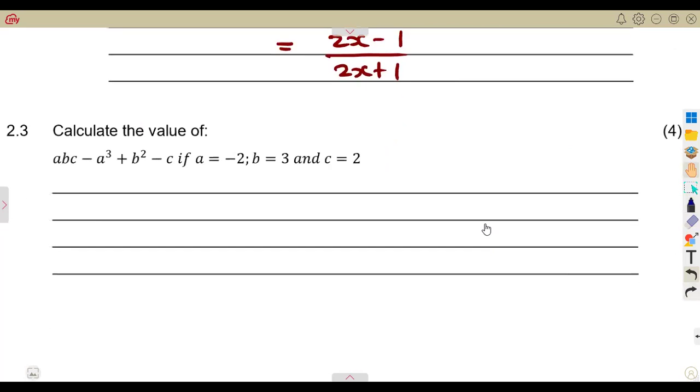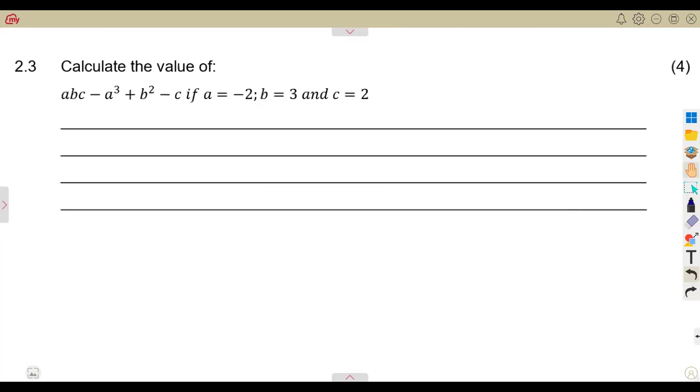All right, let's move on to 2.3, which is 4 marks on this question. Calculate the value of this whole expression if A is B. You just have to substitute, guys. So this is A, B, C, meaning to say A times B, that's A, B, C. A is what? Minus 2. Then B is 3. C is minus 2. A, B, C is meaning to say A times B times C. You can put brackets. Minus, there's a minus there.